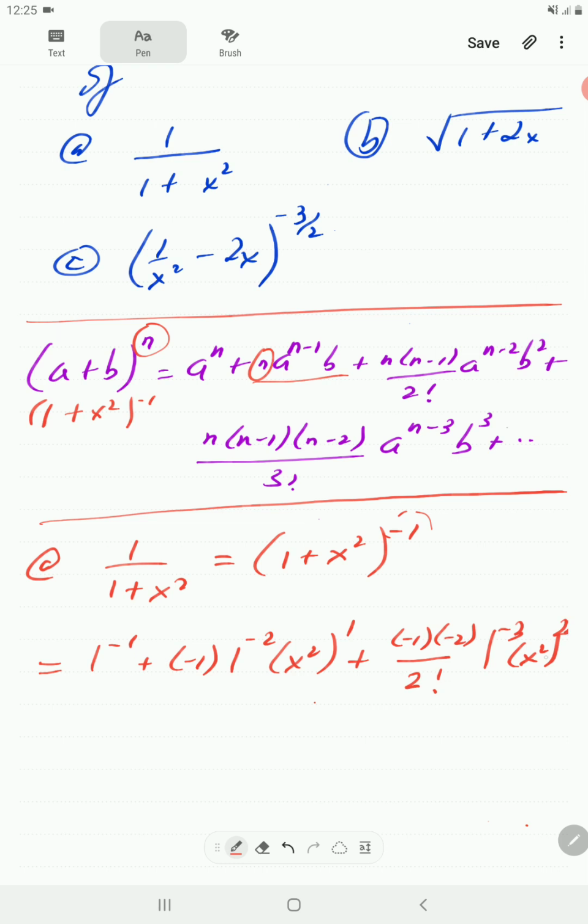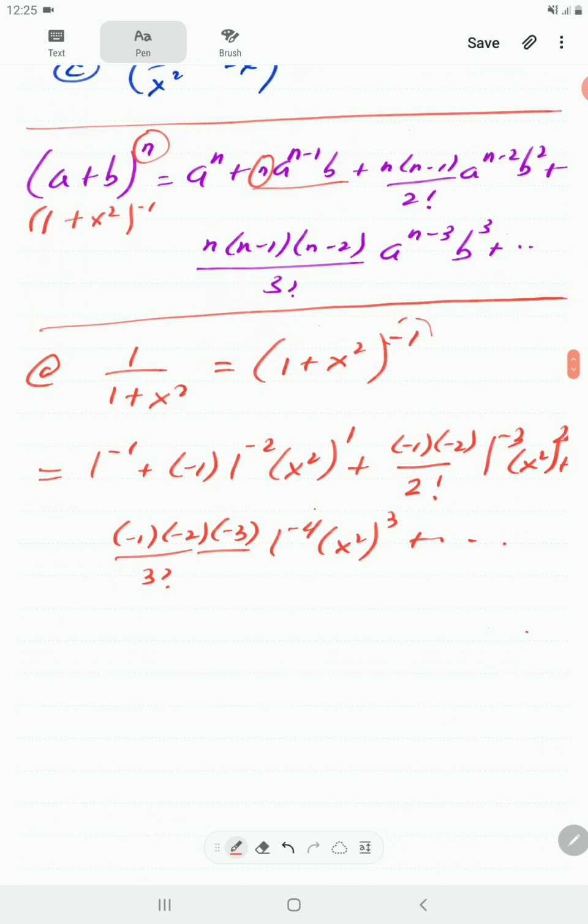Okay. Then the next, which is the last term, this is going to be 3 factorial here. We're going to have negative 1, negative 2, and negative 3. 1 is now going to be to the power 4, and x squared is to the power 3. So that's the first 3 terms. We are now going to simplify.